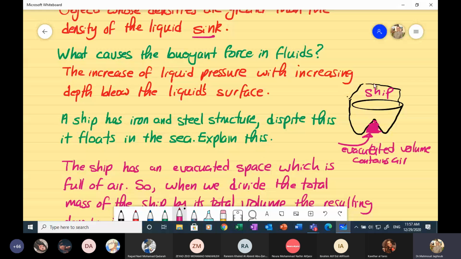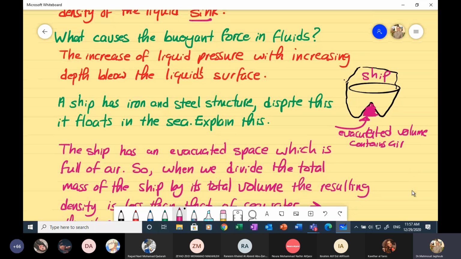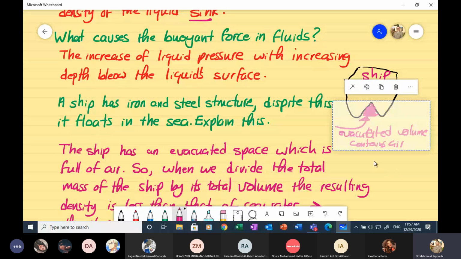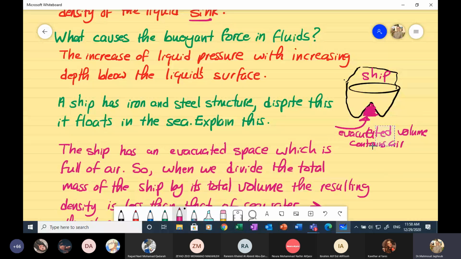So when you divide that, okay, we have steel. When you divide the total mass of the iron and the steel and the rod and the load and everything by the total volume, and the total volume includes this volume. Now you have air here, which has a very low density, and the total density will be smaller than what? Than that of water. So here, maybe this word is not very clear. This is an evacuation. This is vacuum full of air.